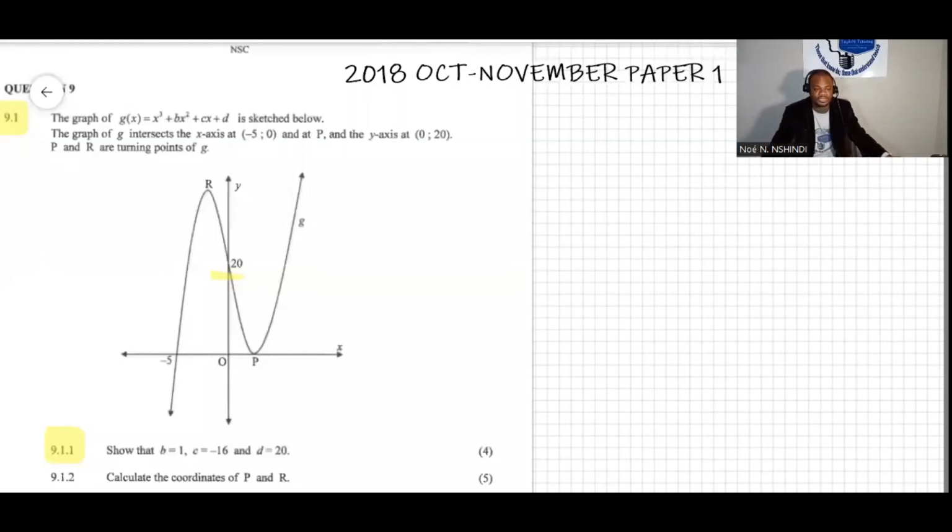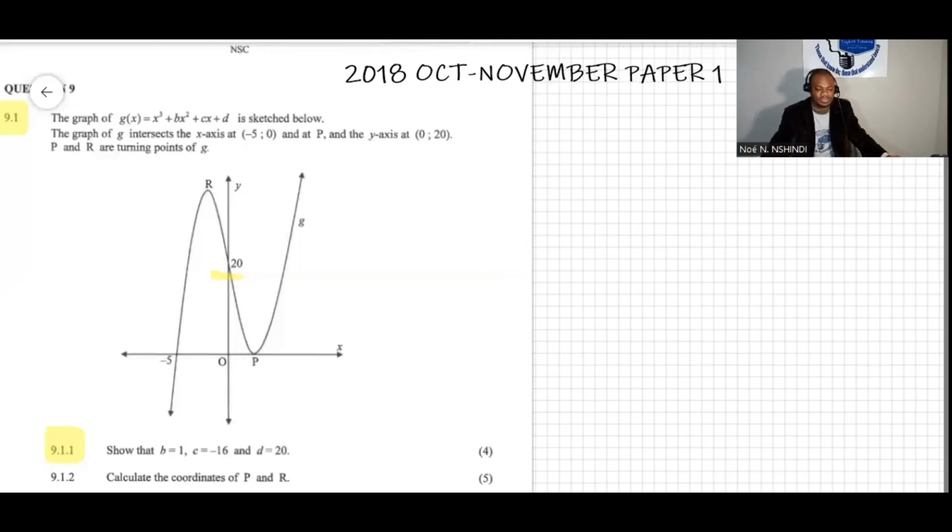Well, we have another question here, question 9. The question says that the graph of g of x equal to x cubed plus bx squared plus cx plus d is sketched below. The graph of g intersects the x-axis at -5, 0 and at P, and the y-axis at 0, 20. So P and R are the turning points of g. Now, question 9.1 says show that b equal to 1, c equal to -16, and d equal to 20.